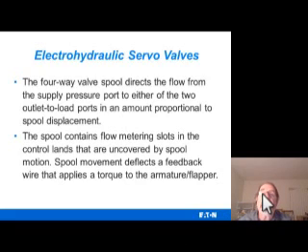The four-way valve spool directs the flow from the supply pressure port to either of the two outlet to load ports in amount proportional to the spool displacement. So it's based on how much that spool is going to move. And the spool contains flow metering slots in the control lands that are uncovered by the spool motion. Spool movement deflects a feedback wire that applies the torque to the armature flapper. And that's that little device in the middle.